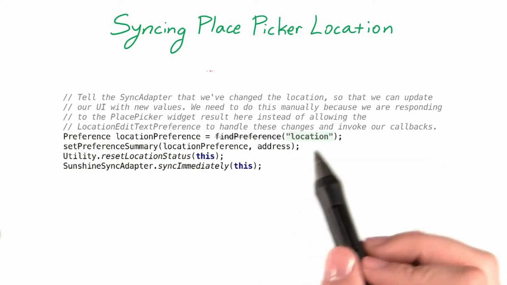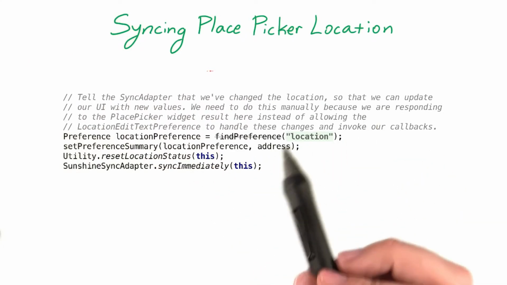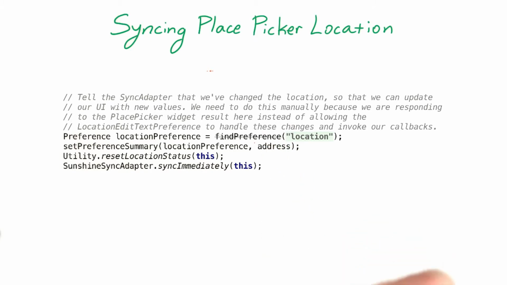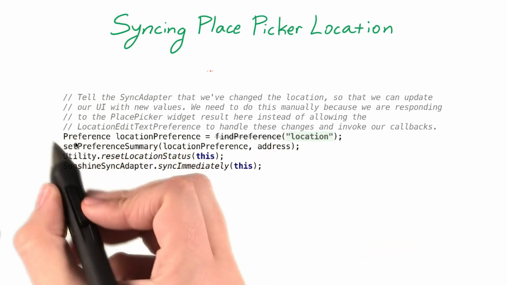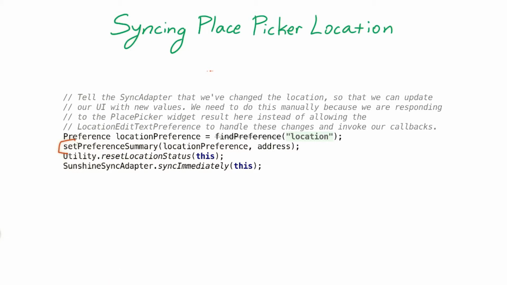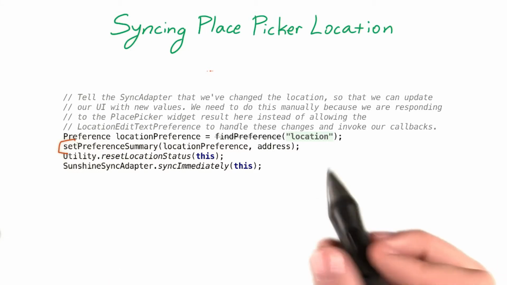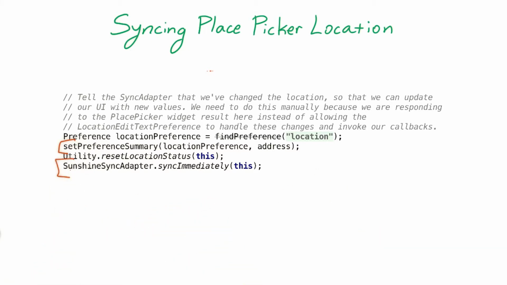Because we don't trigger the callback when returning from the place picker, we'll need to tell our SyncAdapter that something has changed in onActivityResult. First, we'll update the preference summary string in our settings UI, and then we will ask our SyncAdapter to fetch new weather data. This should all happen after the new preferences are written.